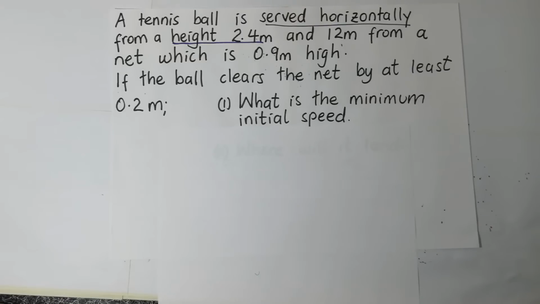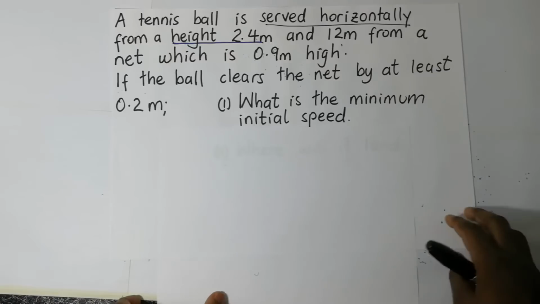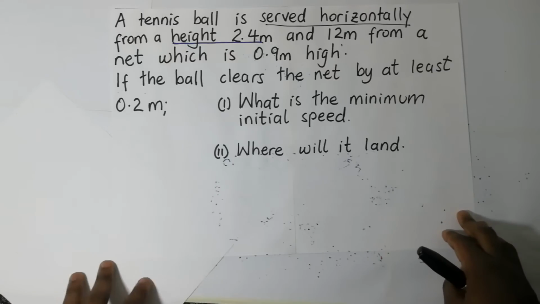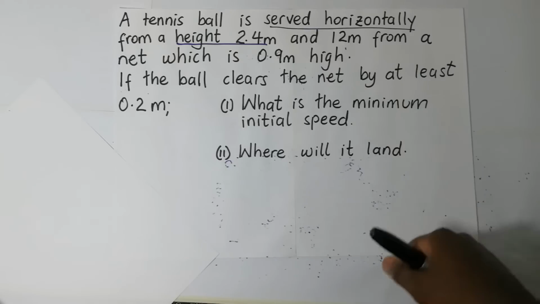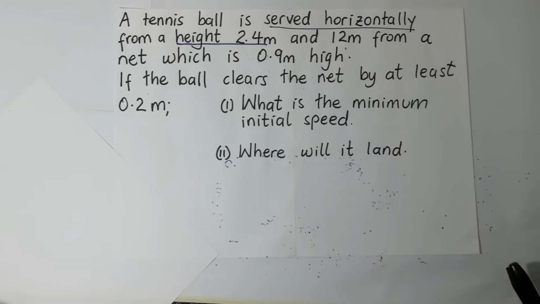My name is Arnold Rangakramya, and in today's session we get to answer this question. The question says that a tennis ball is served horizontally from a height of 2.4 meters and 12 meters from a net which is 0.9 meters high. If the ball clears the net by at least 0.2 meters, what is the minimum initial speed and where will it land? Let's summarize this question in a diagram.